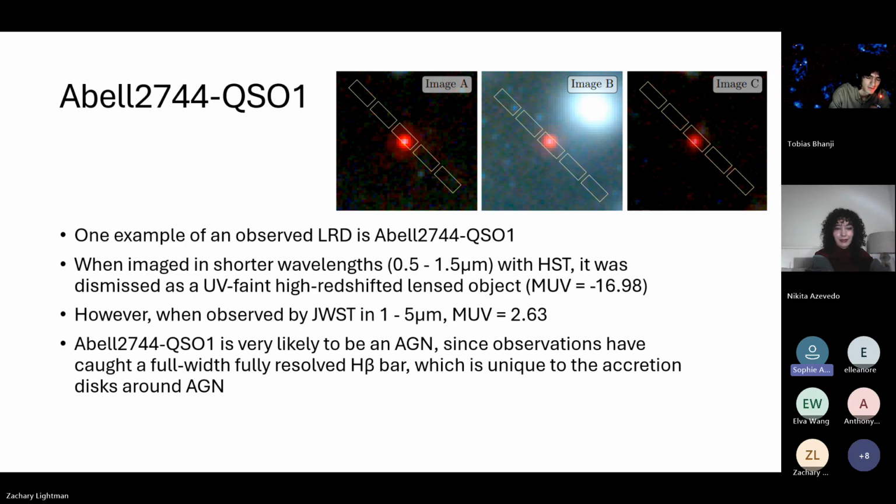Also something to point out is that we think it's an active galactic nucleus because specifically, it has a fully resolved hydrogen beta line. What that means is the emission, which is unique to the accretion disk around an active galactic nucleus, is the hydrogen beta. So yeah. And again, we'd like to thank our mentors, Nikita and Toby, for supporting us and teaching us.